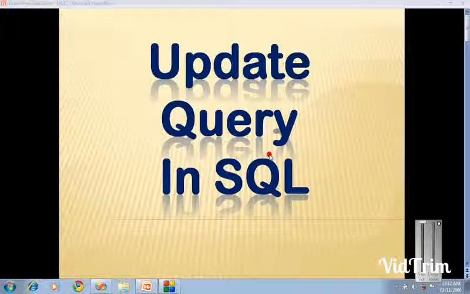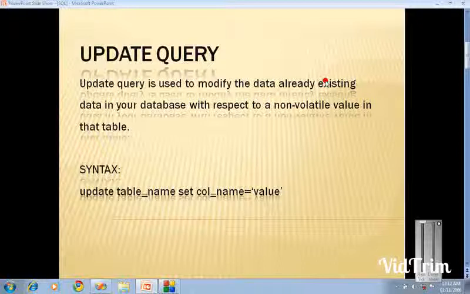So update query is used to modify the data already existing in your database with respect to a non-volatile value in that table. So if you want to change any other data like phone number, address, or any other data, you can change it with a non-volatile value.